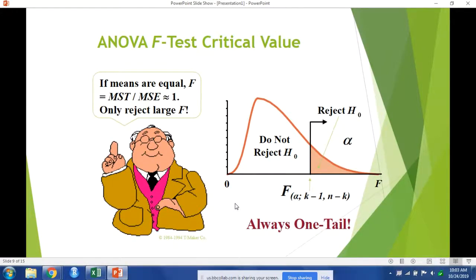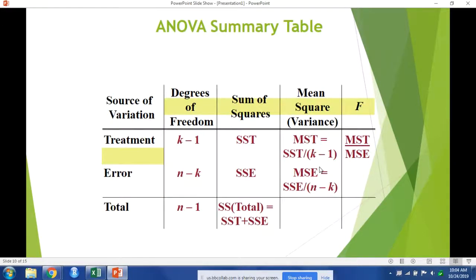So we're interested in the critical region on the right side of the F distribution. We can reject the null hypothesis that all means are zero if the F value that we calculate is higher than our predefined alpha critical range. So here's what an ANOVA table looks like and how to calculate each of the values.